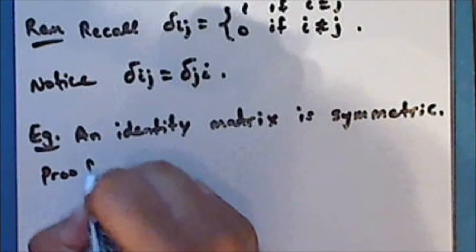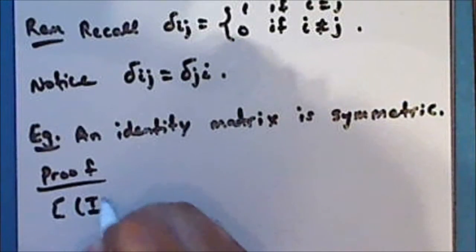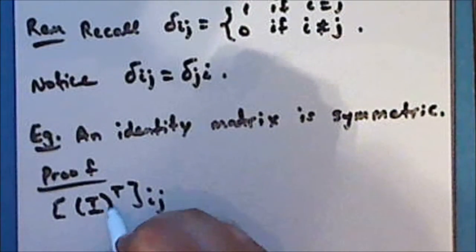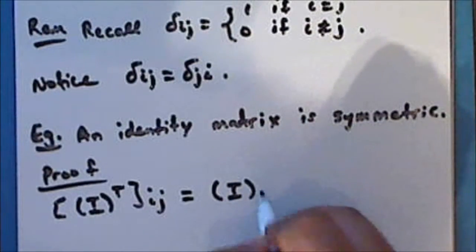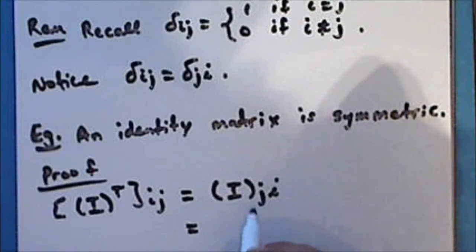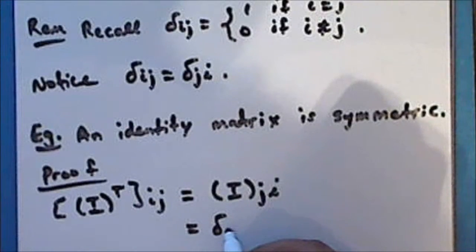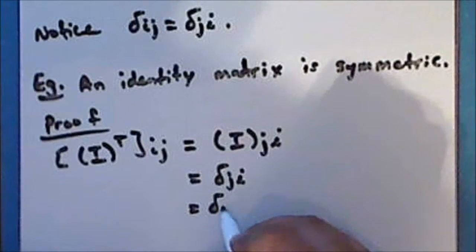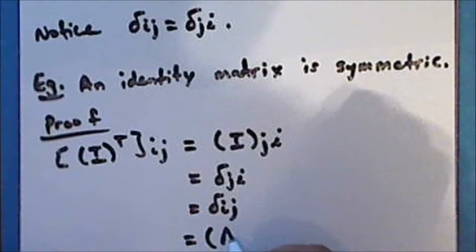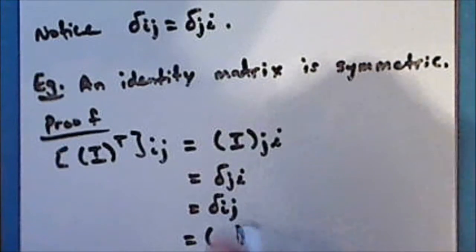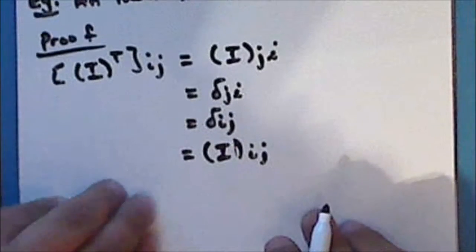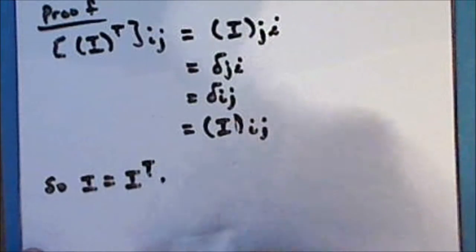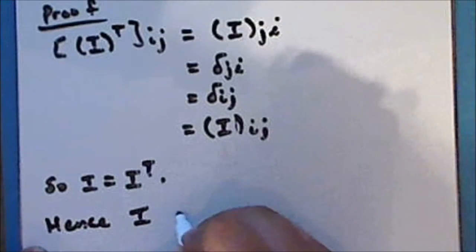So proof: the entry in row i, column j of the transpose of an identity matrix I is the entry in row j, column i of the identity matrix. This entry is equal to the value of the Kronecker delta, delta sub ji, which in turn is the same as the value for the Kronecker delta, delta sub ij, and this value is the same as the entry in row i, column j of the identity matrix. And so the identity matrix is equal to its transpose, and hence an identity matrix is symmetric.